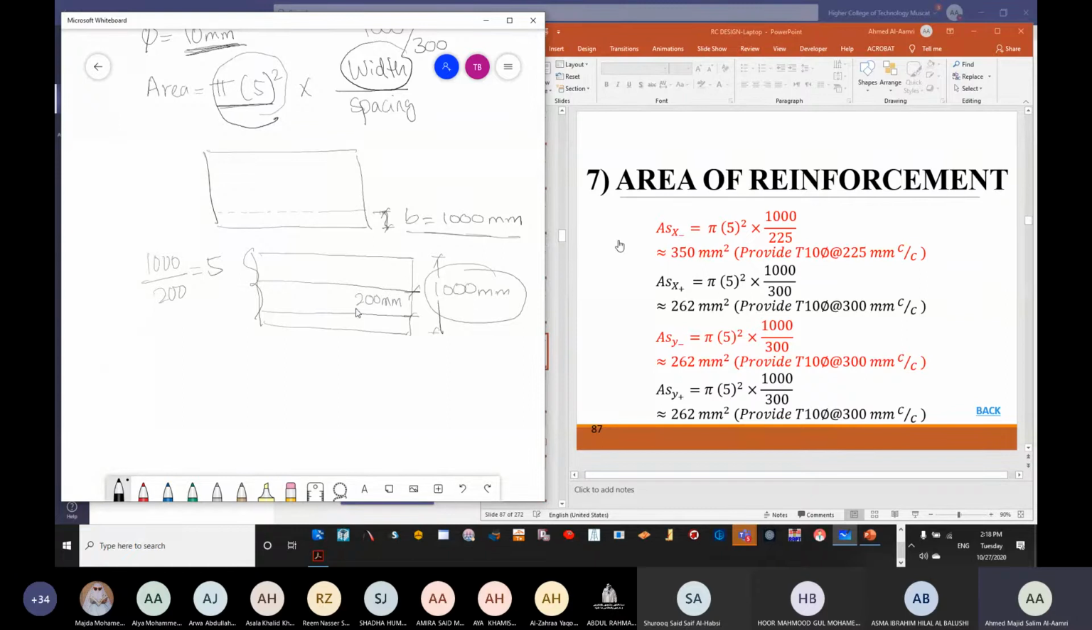Now, if I didn't know that it's 200, I'll assume a value. So 1000 divided by 300, for example. Or for example, in this case, 1000 divided by 200. So I'm assuming a spacing in order to know how many bars. If you know the number of bars, multiply it by the area of one bar, you will get the total area of the bars. Now, if your area of the bars is more than the required, then it fits. If it's not, then it does not fit.